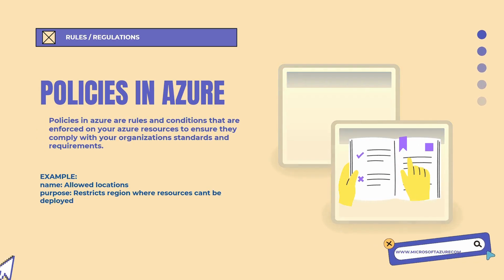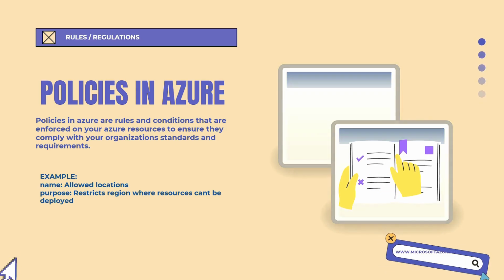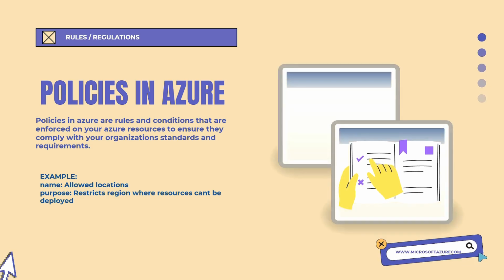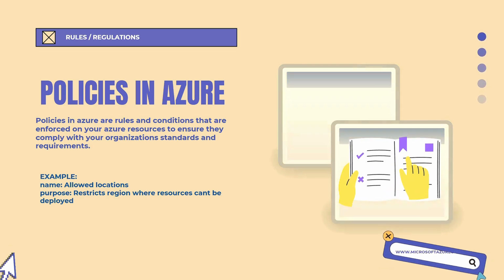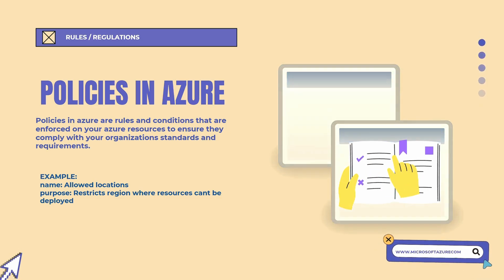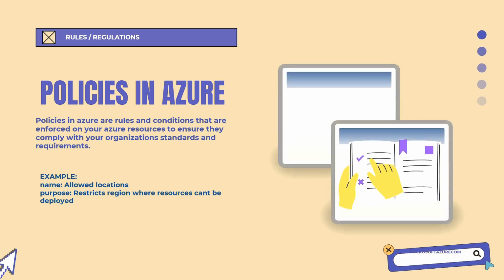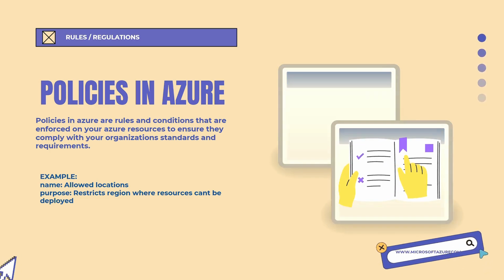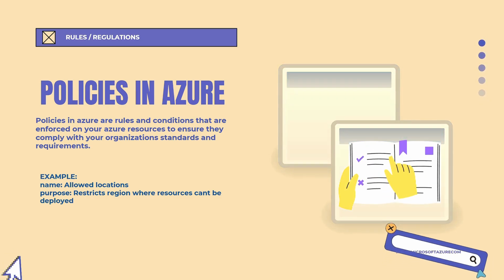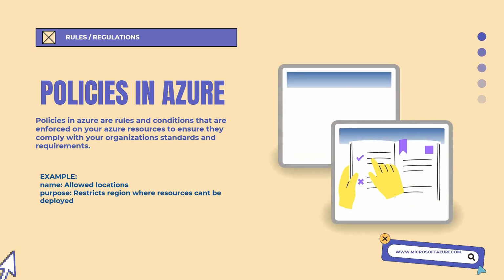So, the policies in Azure. From the word policy, you can know that it's rules and regulations. Even in Azure, there are certain rules and regulations to be followed. Let's define what a policy is. Policies in Azure are predefined rules and conditions enforced on resources to ensure they align with the organizational standards, such as restricting resource locations or enforcing specific configurations.